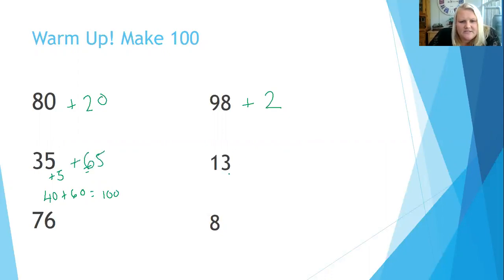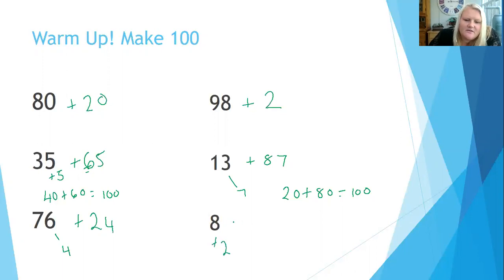So let's do 13 in the same way. I add 7 to get to the next one, which is 20. And I know that 20 add 80 equals 100. So I know I need to add 87. And then 76, I know that I need to add 4 to get to 80, and I know that 80 and 20 make 100, so I'm going to add on 24. And 8, I need to add 2 to get to 10, and I know that 90 add 10 equals 100, so I'm going to add on 12.